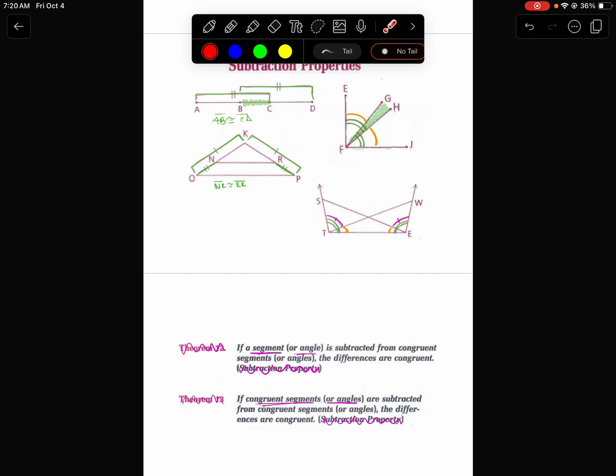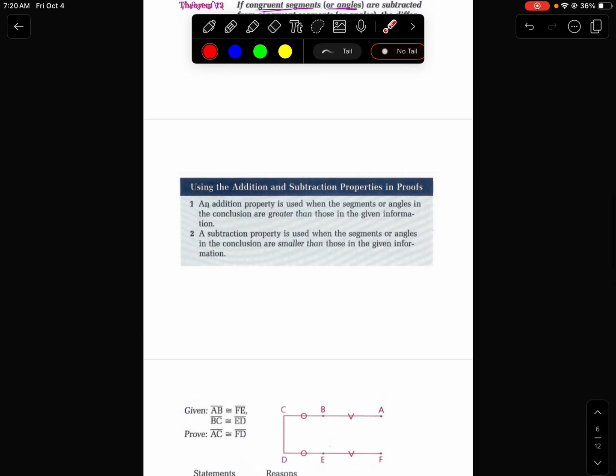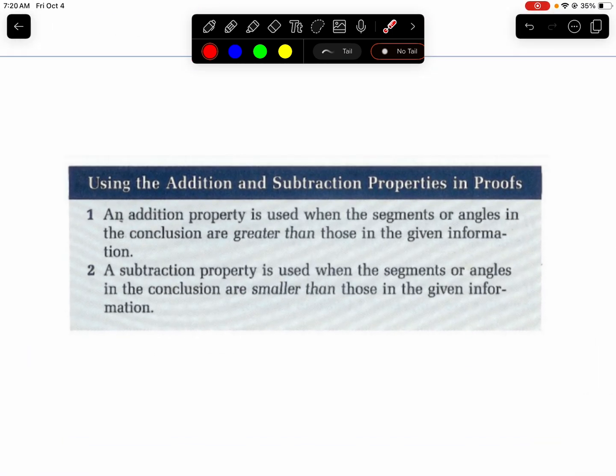So again, you're either adding one piece to congruent angles, or taking congruent angles and adding them together, or with subtraction, you're taking one piece and subtracting it out, or you're subtracting two pieces out. Here's what we want to pay attention to. An addition property is used when the segments or angles are greater. If it's getting bigger, we're going to use addition. The subtraction property is used when they're getting smaller.